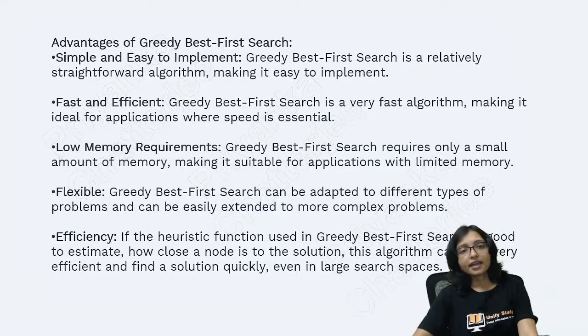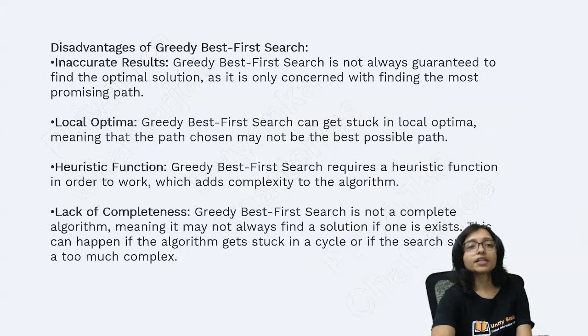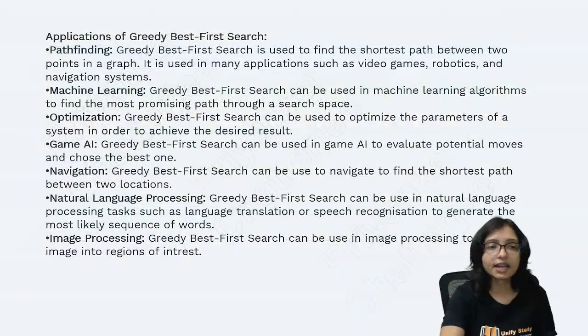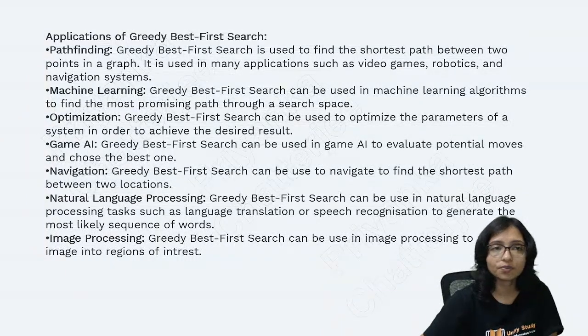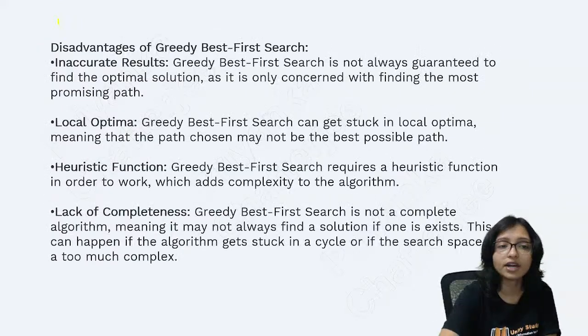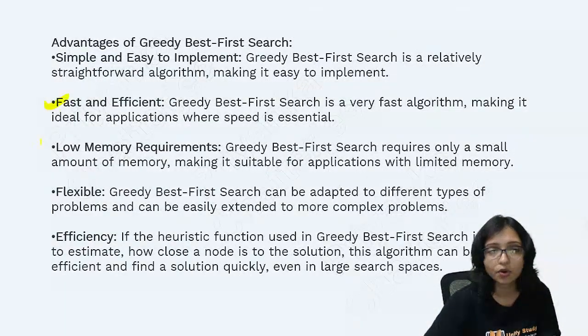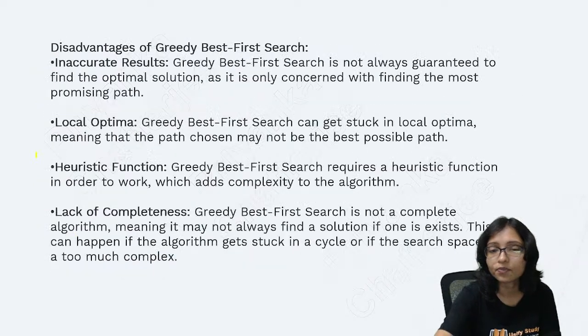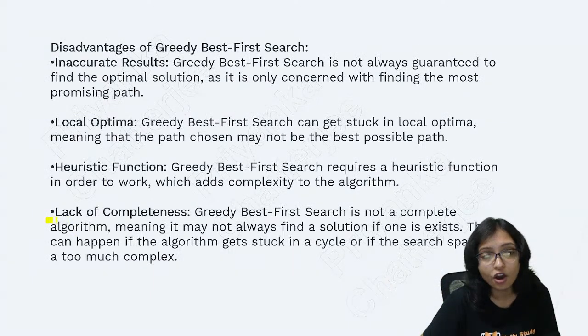Yes, I am here. So these were the advantages and disadvantages. We did an application of greedy best first pathfinding. The applications are very important, and advantages and disadvantages are also important, which I already discussed yesterday. Advantages: simple, easy, fast, efficient, low memory, flexible. Disadvantage: lack of completeness, very important.